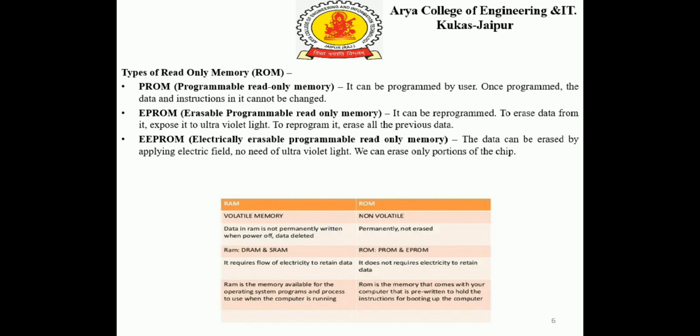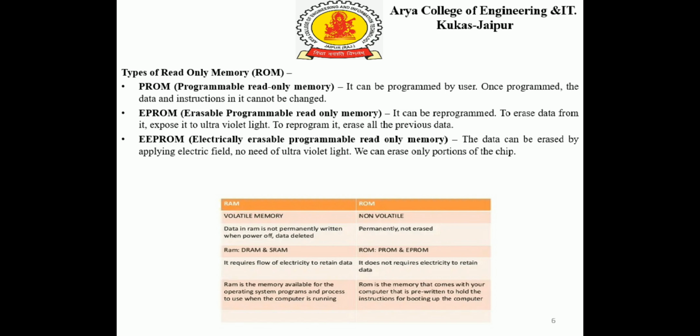Difference between ROM and RAM. RAM is volatile, ROM is not volatile. Data in RAM is not permanently written; when power is off, data is deleted. It is written permanently on the hard disk. In ROM, data is permanently stored and not erased.